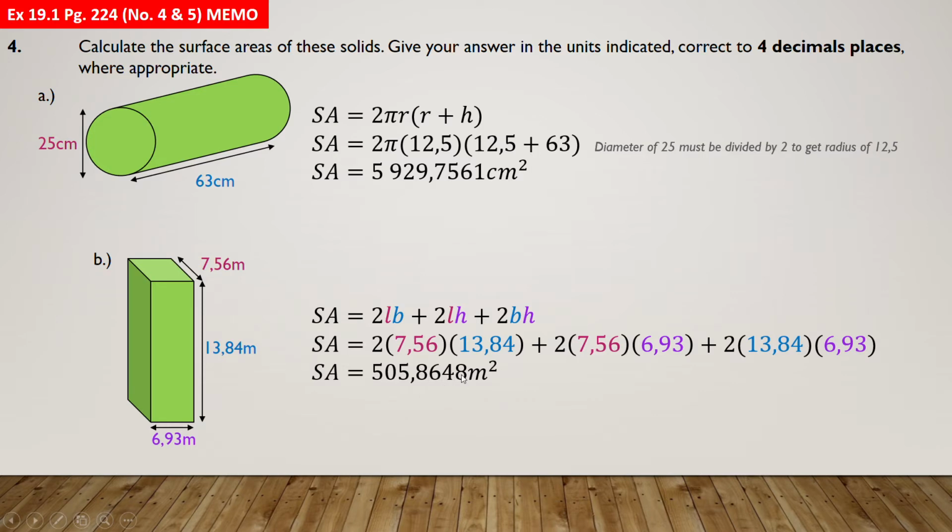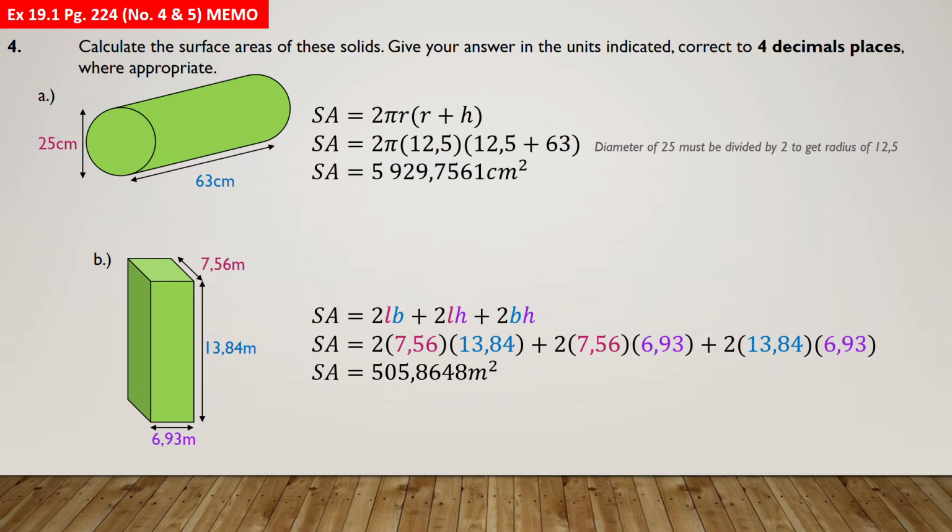505,8648. I know that I've said that 7,56 is my length and 13,84 is my breadth. If you changed those two around and said that it was the opposite way around, then it's fine for a rectangular prism. It actually doesn't matter which one you label length, breadth, and height in a rectangular prism because everything gets multiplied together anyways. So you can choose what you want to call what.